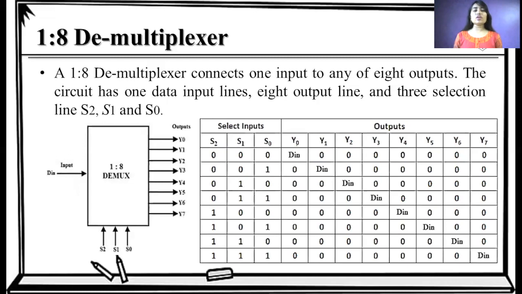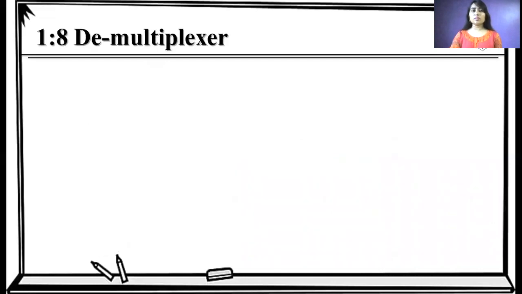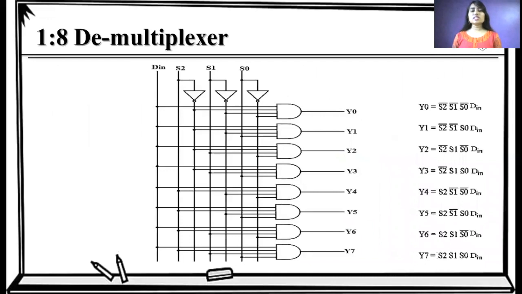According to the value of S2, S1, S0, one of the outputs from Y0 to Y7 is equal to D in. For 0, 0, 0, Y0 is equal to D in. For 0, 0, 1, Y1 is equal to D in. And similarly for 1, 1, 1, Y7 is equal to D in. So this is how the 1-to-8 demultiplexer works. We can write logical expressions for Y0 to Y7 from this truth table and implement them using logic gates.